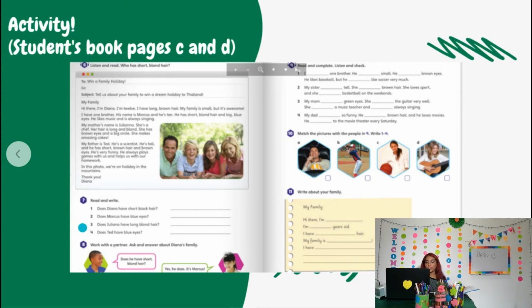Okay? Number 3, does Juliana have long blonde hair? Yes, she does. No, she doesn't. Does Ted have blue eyes? Yes, he does. No, he doesn't.